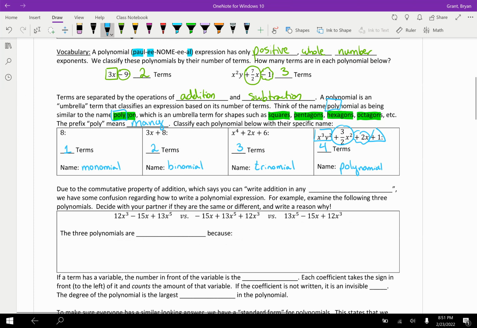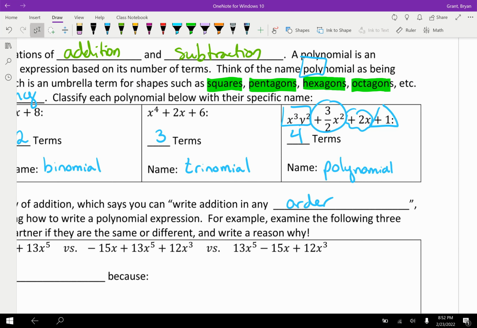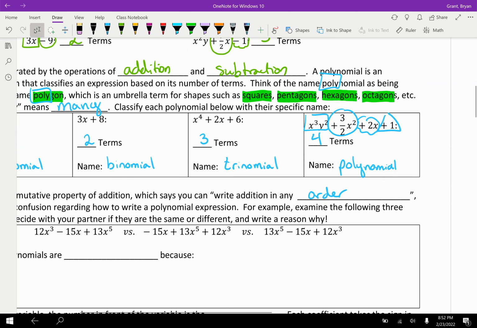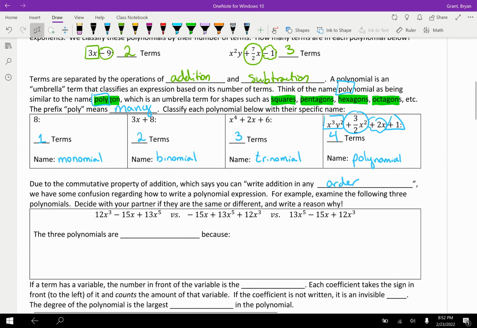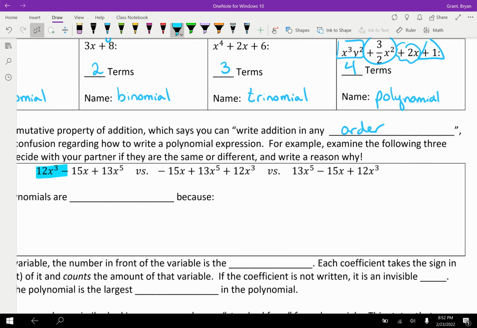So, due to that commutative property of addition, we talked about that in the opener, which says you can write addition in any order, technically subtraction too if you keep the sign with it, we actually have some confusion regarding how to write a polynomial expression. For example, I've given you 3 polynomials down below. I'm going to highlight them in 3 different colors here. Maybe my software isn't going to work, but that's all right. We're pretty close here. And our third one, yes, we've done it.